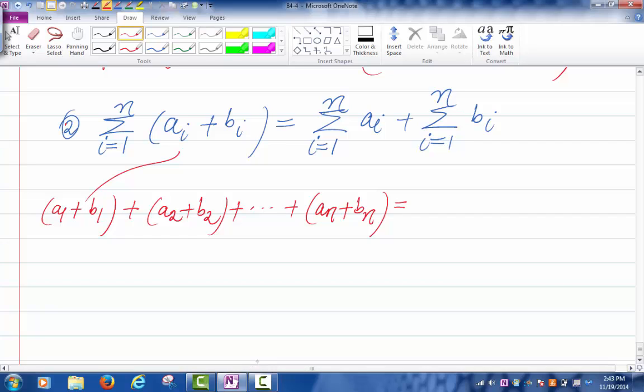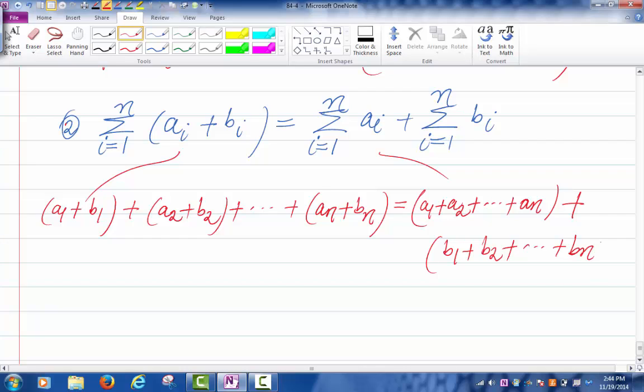What do I have on the right hand side? The right hand side is basically a_1 plus a_2 plus dot dot dot plus a_n, right? Plus the second sum, which is b_1 plus b_2 plus dot dot dot b_n. So what did we do? We just grouped together the corresponding summands, right?